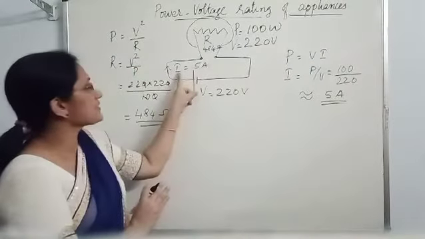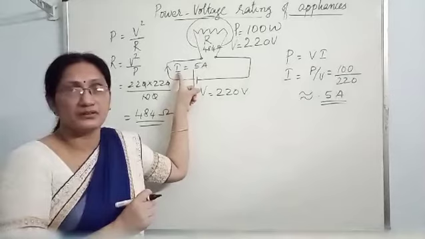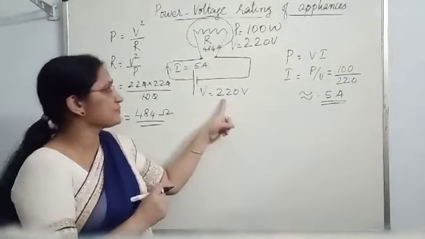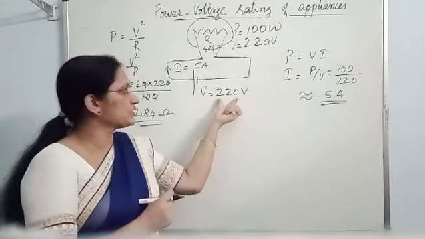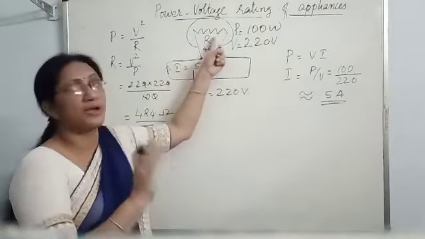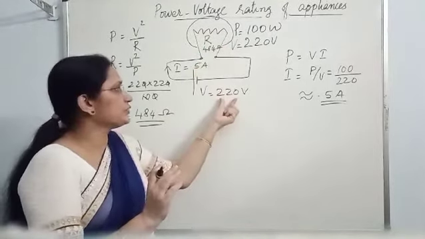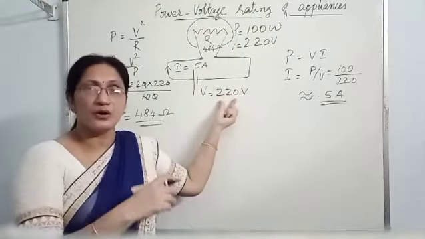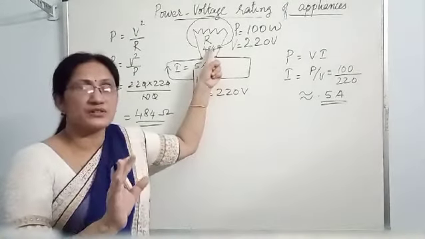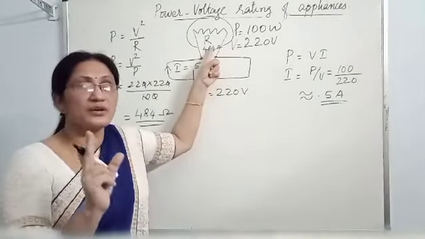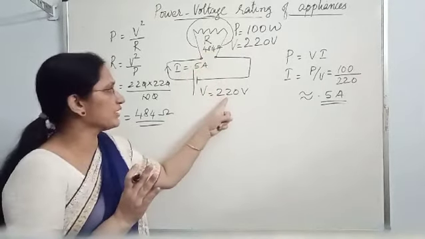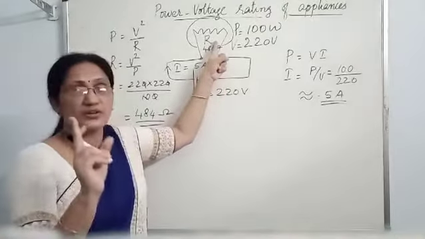And remember, this I is variable. Current varies with the voltage. When voltage variation happens, I value varies, but R remains constant. Whether you give a voltage of 220 or 120, resistance of this filament is not going to change. It is a constant quantity. You have to apply this concept in many numericals. According to the voltage variation, resistance is not at all varying.